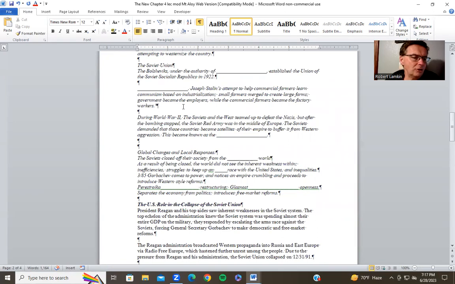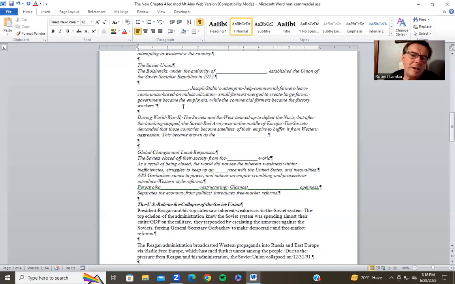And then the Soviet Union, the Bolsheviks, under the authority of Vladimir Lenin, they established the Union of the Soviet Socialist Republics in 1922. The Bolshevik Revolution takes place against the Tsarist government in 1917 and takes about 5 years. As a result, the Soviets kind of jut out of World War I to tend to their Bolshevik Revolution, their communist revolution. Lenin dies in the 1920s. Joseph Stalin takes over the reins of the Soviet Union, and you have the 5-year plans.